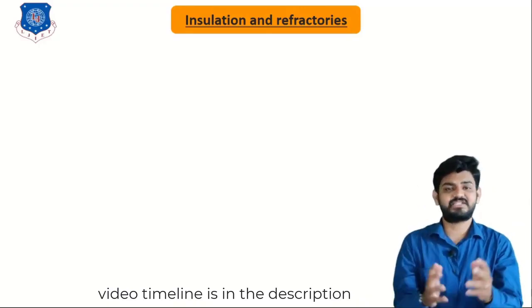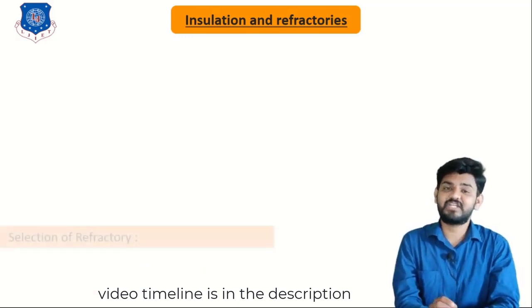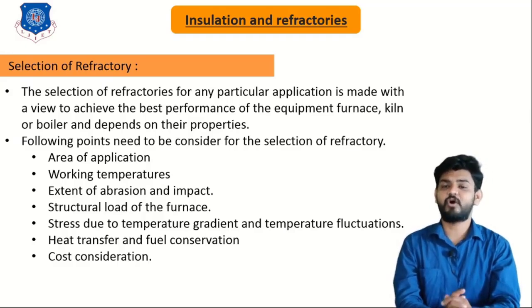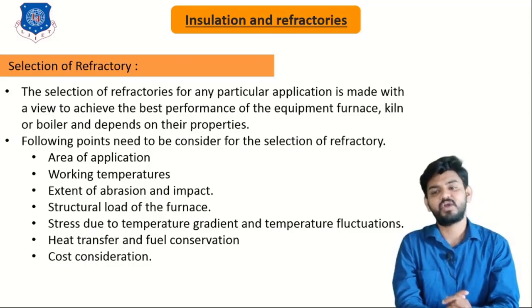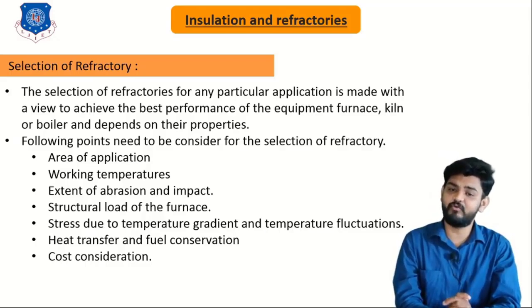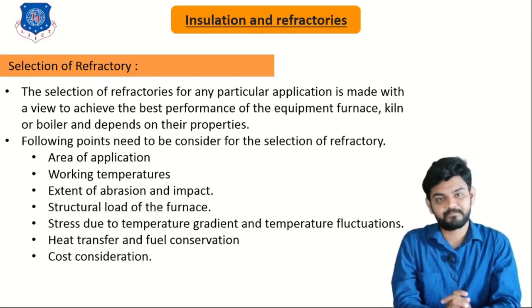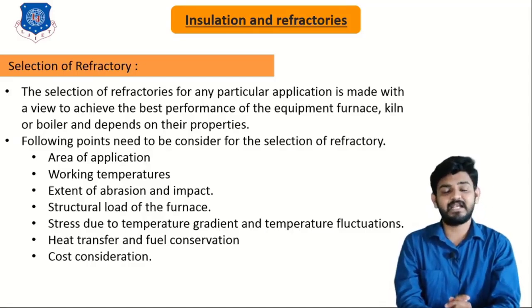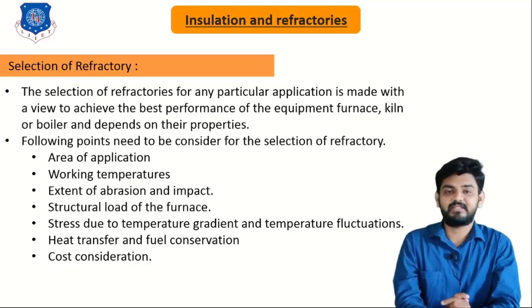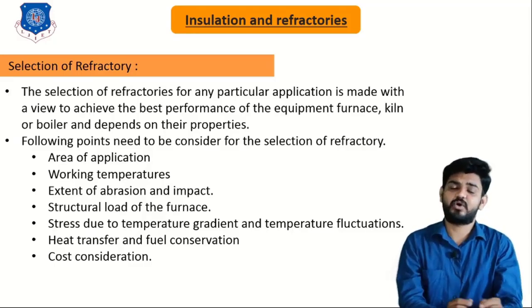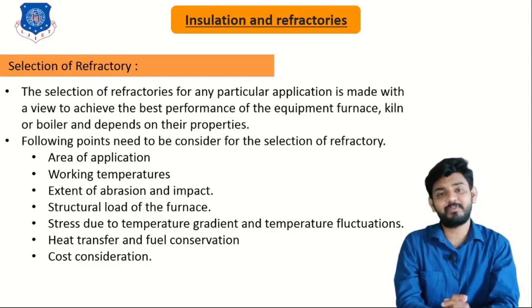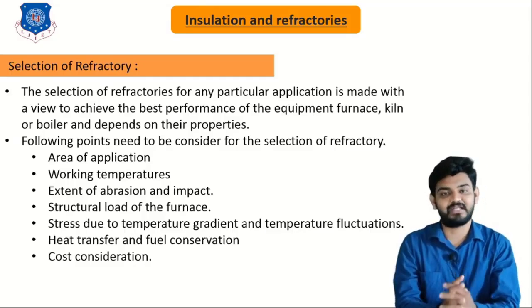So now let's start this video with the selection criteria for refractories. The selection of refractories for a particular application is made with a view to achieve the best performance of equipment such as furnace, kiln or boiler, and depends on their properties. So the selection criteria of particular refractories is basically a fully customized thing that depends on its end use or its application. So here are some of the points that need to be considered for the selection of refractories.